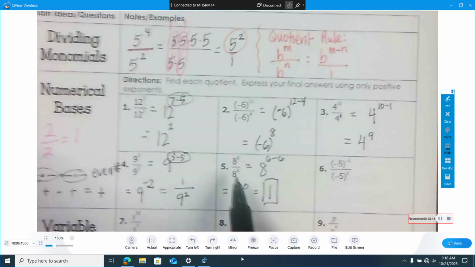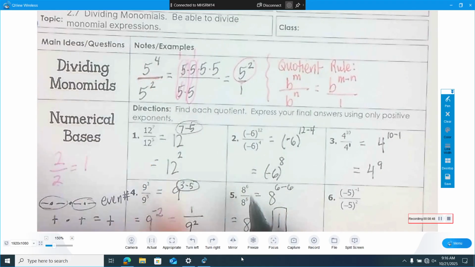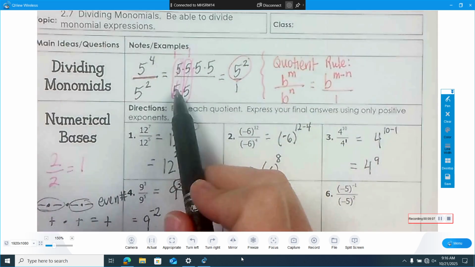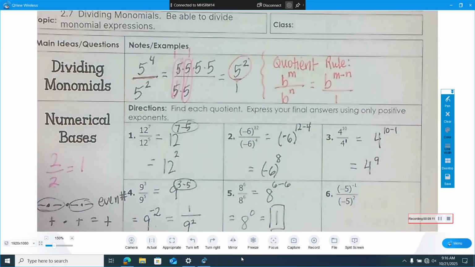Does that make sense? Imagine, let's go back to our writing it out idea here. If I write out 8 to the 6th, what do we have in the numerator? 8, 8, 8, 8, 8, 8. What do we have in the denominator? 8, 8, 8, 8, 8, 8. And what happens with all of those 8s? Yeah, they all become 1s because they all cancel out, right? And we're left with a 1.